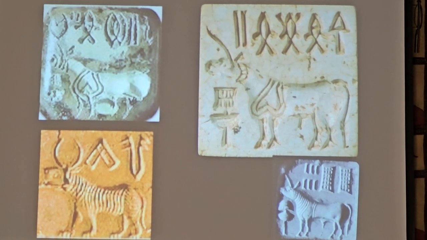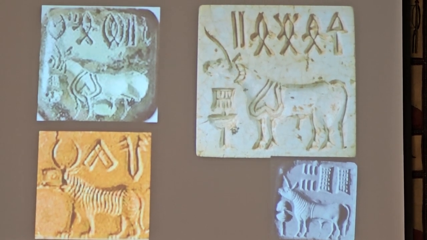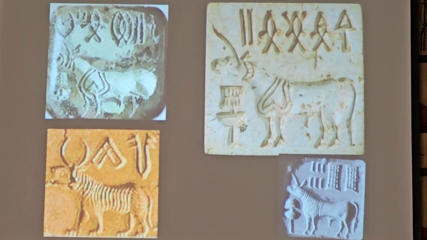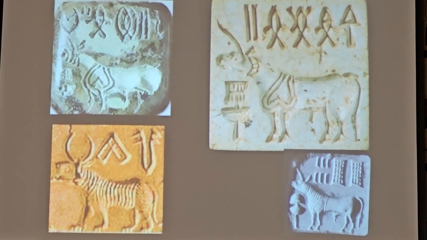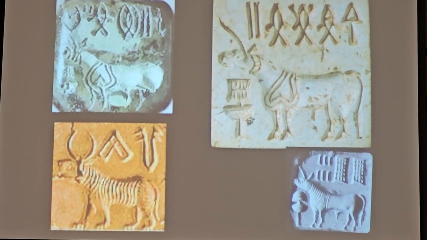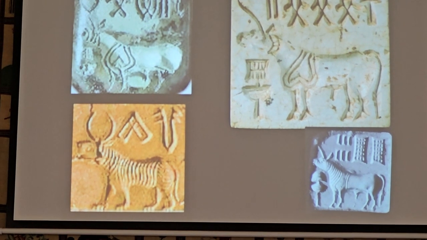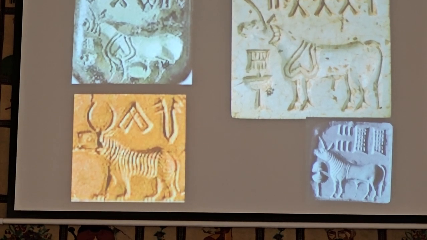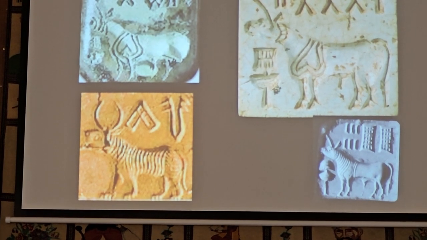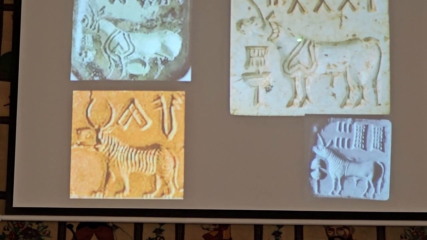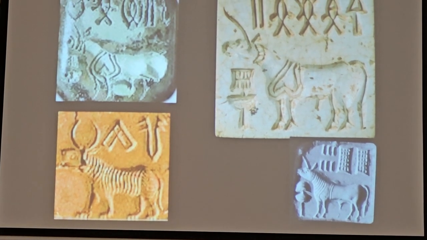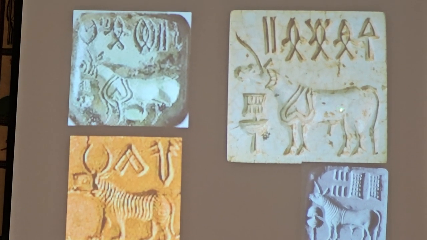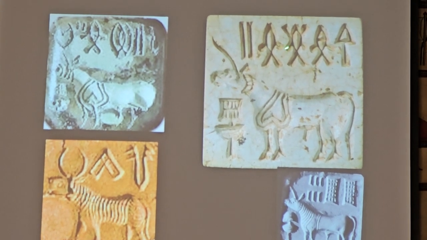The Indus seals are very unique. They are found in square shape. In Mesopotamia, the seals are cylindrical in shape, but here in the Indus Valley, the seals are square in shape. The seals are divided into two parts, the upper part and the lower part. The upper part has this type of writing and the lower part has the depiction of an animal, right? So the seals have two parts: the lower has an animal and the upper has a writing system.